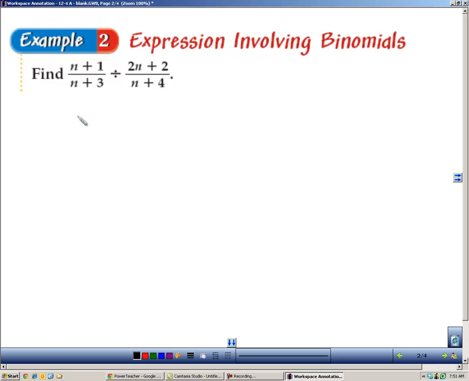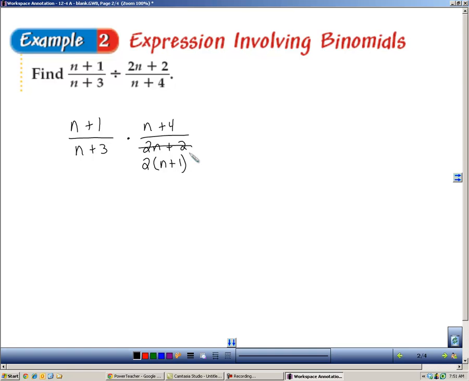Here's one that's a little more complicated. We'll start by leaving the first fraction alone and then using the reciprocal of the second fraction, so n plus 4 over 2n plus 2. One thing you might notice is this 2n plus 2 needs to be factored. I personally think it's easier to turn it to multiplication first and then factor. So here we'll take the 2 out, leaving an n plus 1.